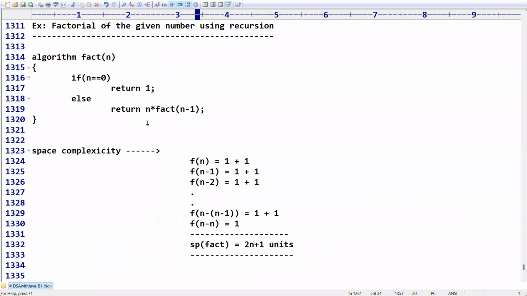Okay. Got it. Thank you. Yeah, I request everyone to please confirm. Is the calculation of space complexity for this factorial clear for you people? Everyone, please confirm. Yes, I request everyone to please respond, friends.